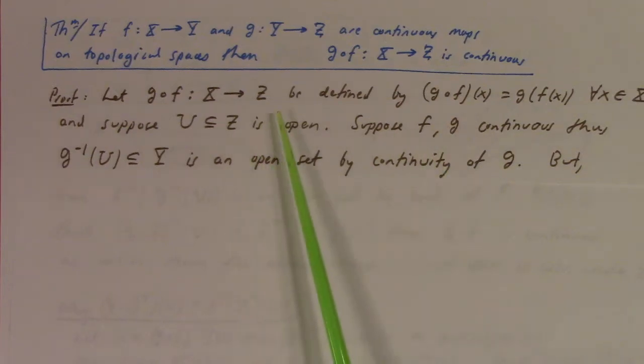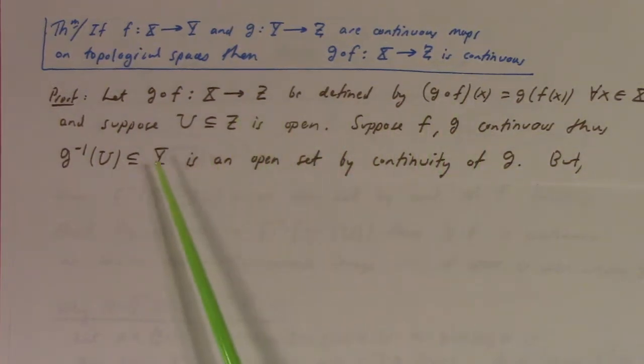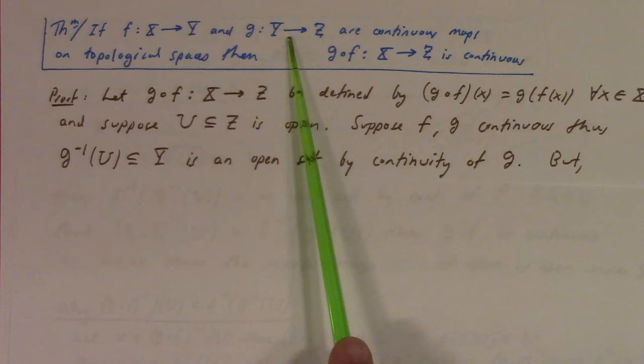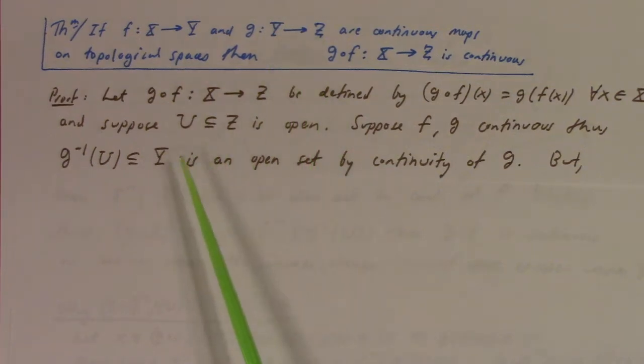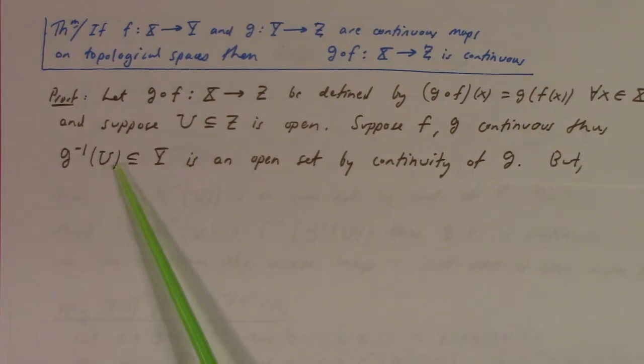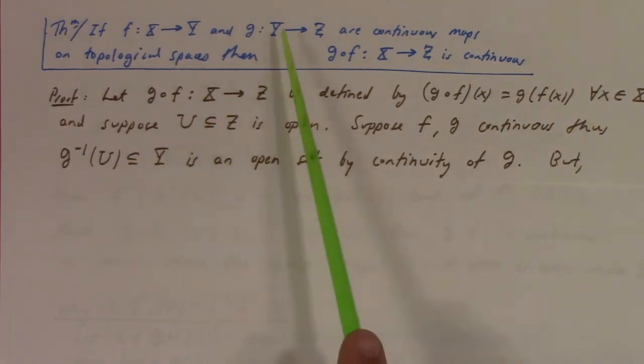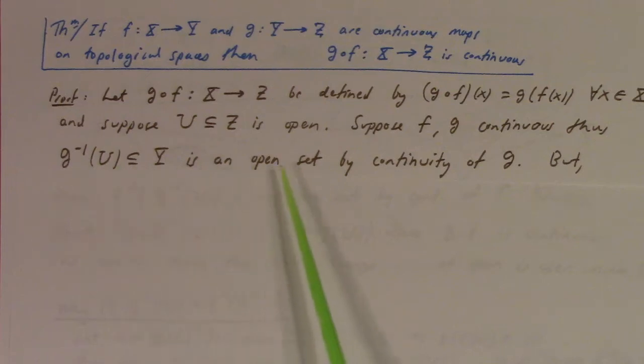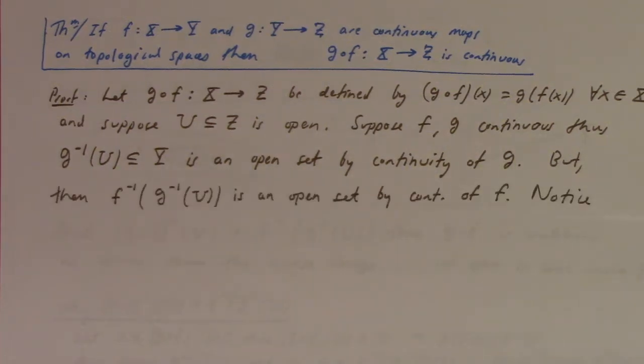Since g is continuous, and g is still going from Y to Z, the inverse image of this open set is itself an open subset of the domain of g, which is Y. So we've got this open set in Y by the continuity of g, but we can look at the inverse image of that, g inverse of U. Well, that's the inverse image of an open set, which is open, also by the continuity of f. So we have f inverse of g inverse of U as an open set.